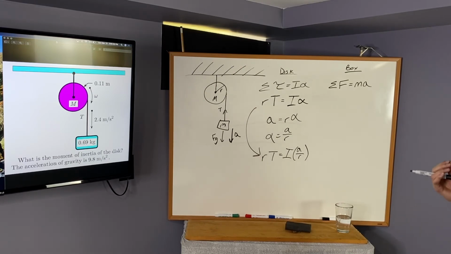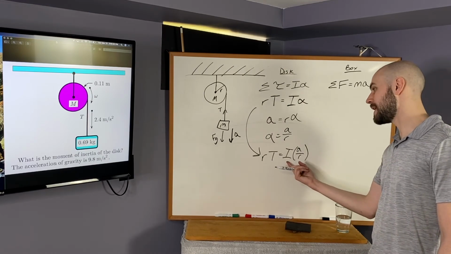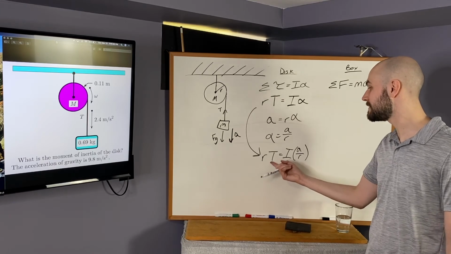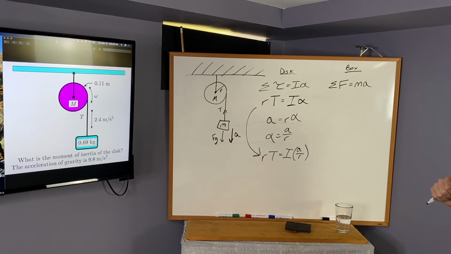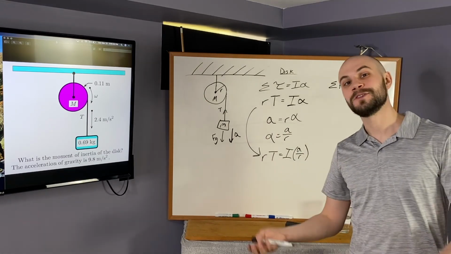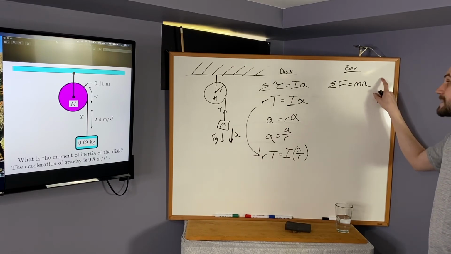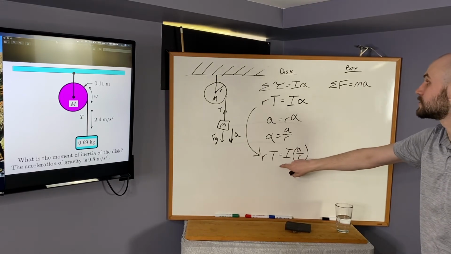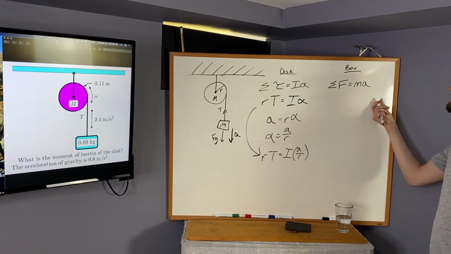All right, but here's our last problem. Our goal is to find this capital I. We still don't know T. T wasn't given in the problem. So we're going to have to figure out a way to get an expression for T so we can solve for that rotational inertia of the disk. Here's where we look at the linear forces that are acting on the box. We're going to see if there's some connection. Well, we know there's going to be a connection between the tension of the rope here and the linear forces acting on the box. Okay, so let's take a look at our box.